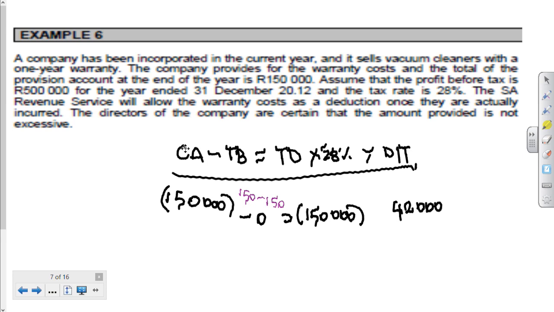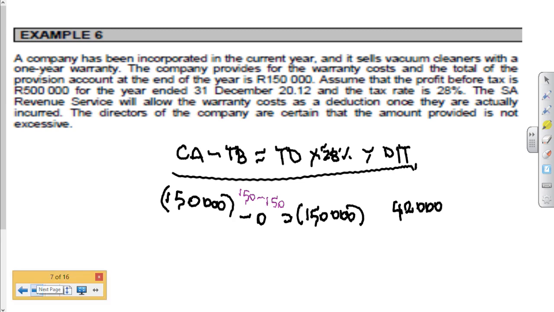Because you would have started with a 42, you end with a 0. So that movement goes into your, I'll show you what happens with the deferred tax, but it lands up in your P&L as an expense or an income, whichever way. All right, so that's example 6.